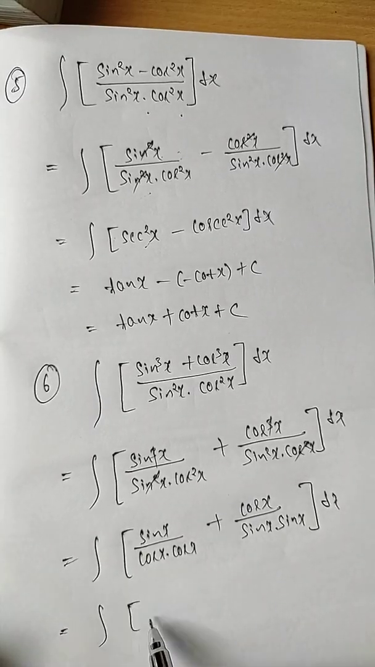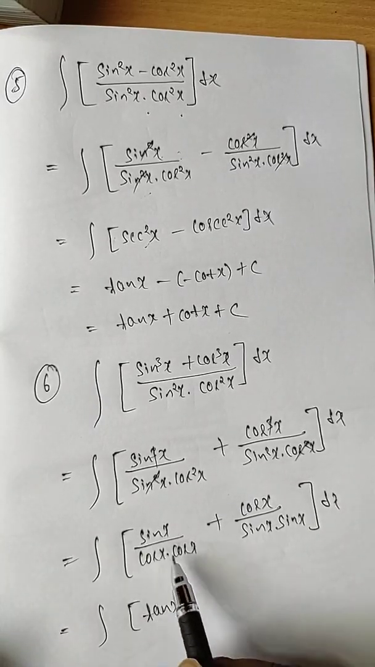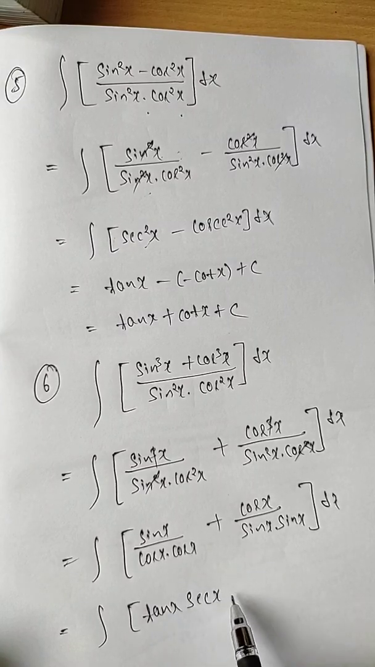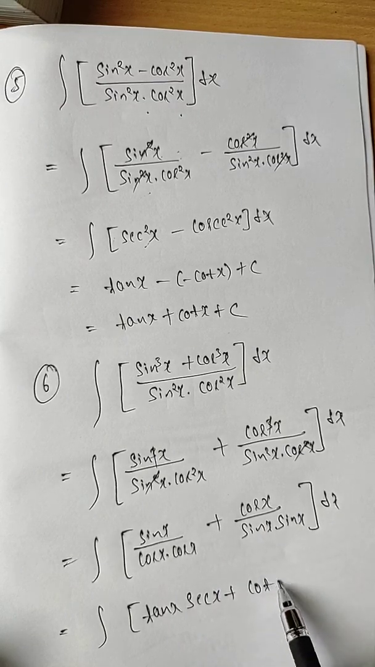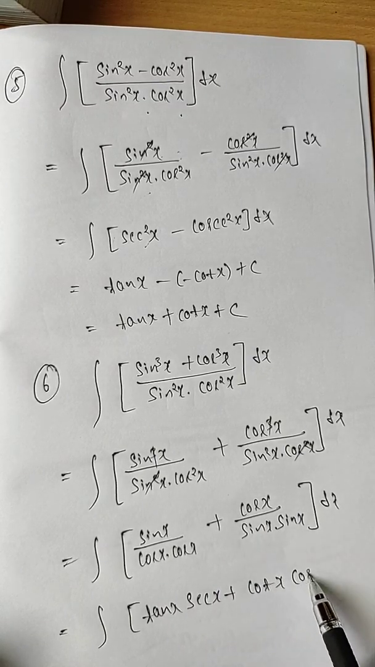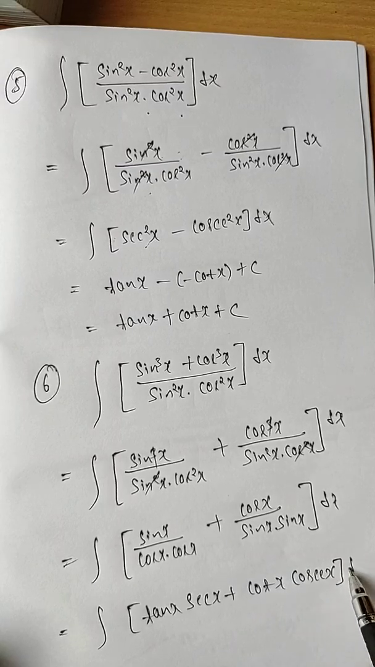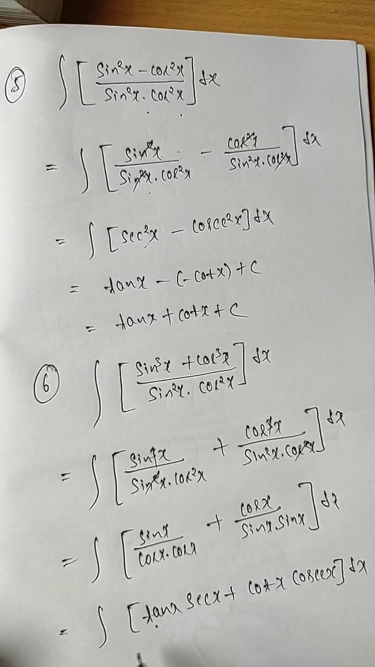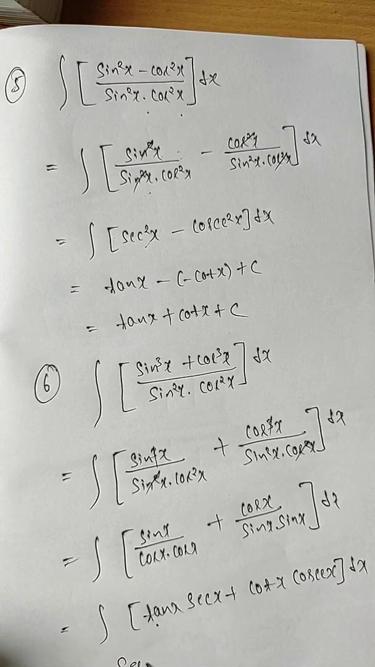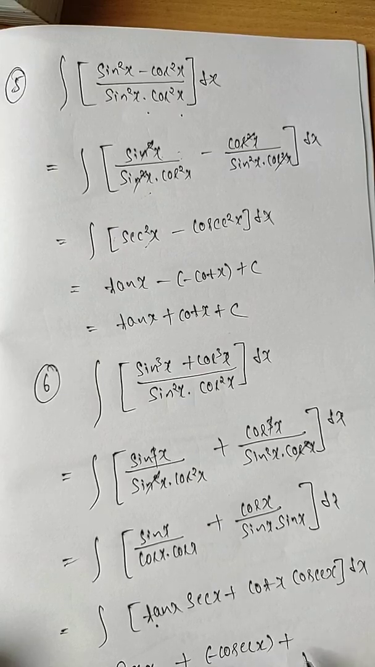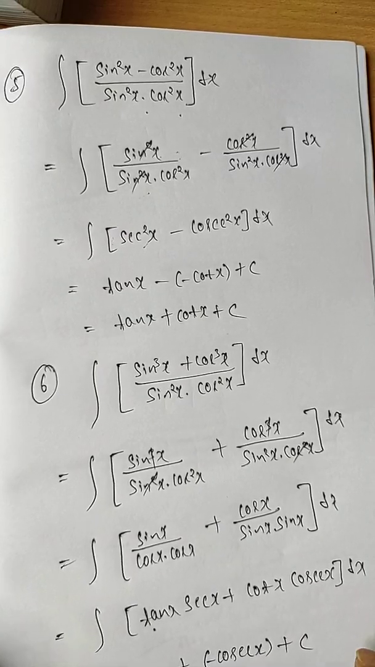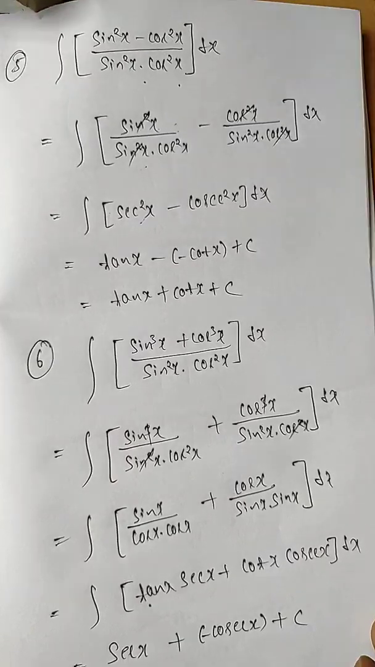Tan x. 1 by cos x is secant x, plus, so sin x by cos x is tan x, 1 by cos x is secant x. Cos x by sin x is cot x, 1 by sin x is cosecant x, into dx. So what is the integration of secant x into tan x? The integration of secant x into tan x is secant x. The integration of cosecant x into cot x is minus cosecant x, plus c. Is it clear? Is it okay?